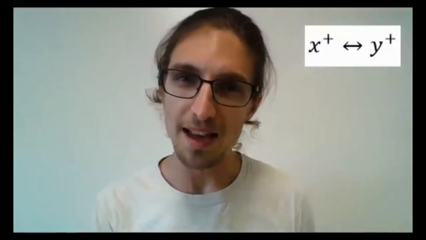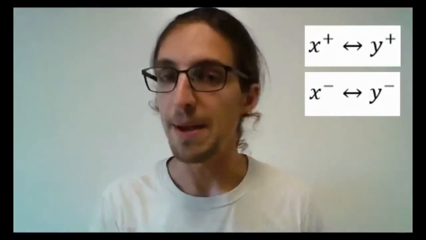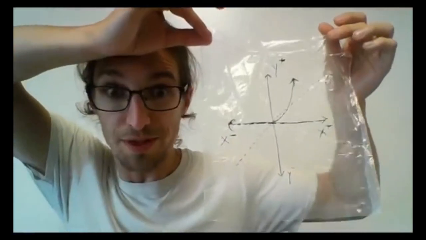So I want to share with you kind of a silly trick to help you graph inverse functions while you're still getting used to the process. And it relies on the fact that when we go from a function to its inverse, we have to switch x and y. But more specifically, we need to switch positive x with positive y and negative x with negative y. I'll show you what I mean with this piece of cellophane.